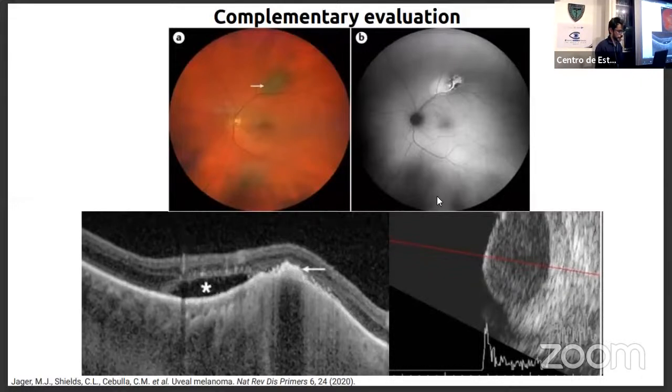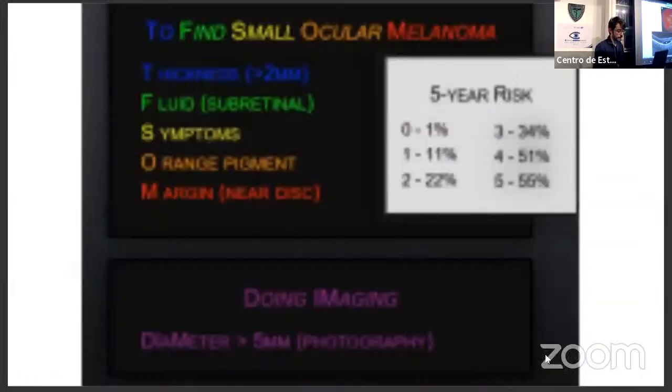Here we have an autofluorescence that can show this hyper autofluorescence due to the lipofuscin. The OCT can show us some subretinal fluid, and the most important evaluation here is the ultrasound that can show us on the A scan a medium or low internal reflectivity with a peak on the top of the lesion and then a decrease of reflectivity. And we can also see the shape and measure the size of the lesion more precisely.